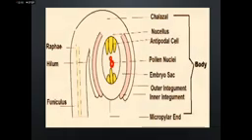Here is the structure of an ovule. In this structure you can see the funicle, that means the stalk of the ovule, then hilum, raphe, etc. The body of the ovule consists of two ends mainly, the chalazal end and the micropylar end. The micropylar end is open, through which the pollen tube enters into the embryo sac.